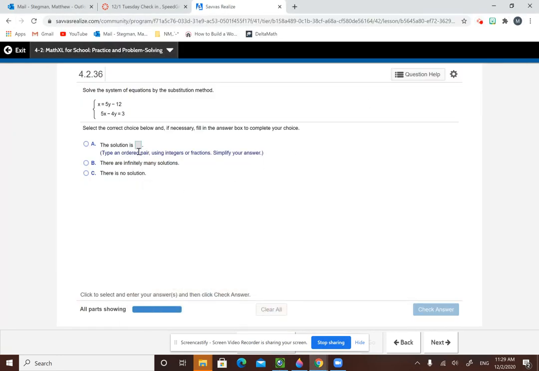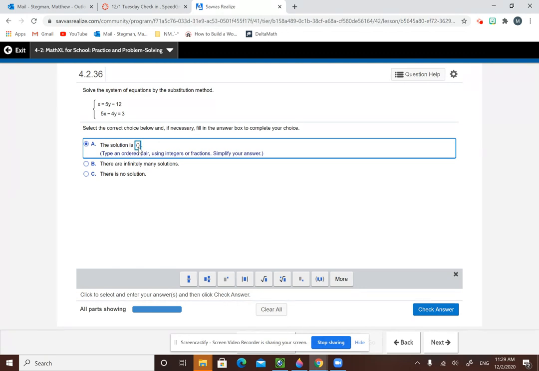So when we type it in, we have to use parentheses. Otherwise, it won't count it correct.